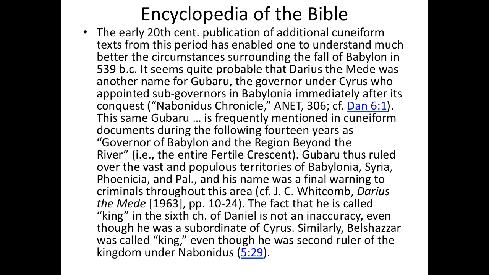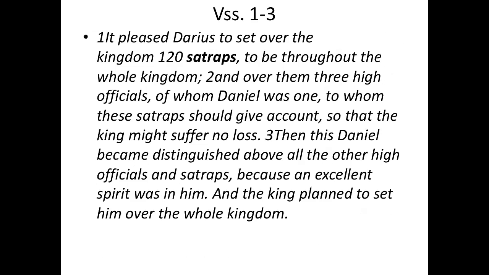So the fact that he's even called king in the 6th chapter of Daniel is not an inaccuracy, even though he was a subordinate of Cyrus. Same thing with Belshazzar, who's called king even though he was second ruler in the kingdom under Nabonidus. So it's a common thing to call somebody a king even if they're a sub-ruler. They're for all intents and purposes a king in that area. Anyway, I wanted to put that in front because you're going to run into some people who say, "Darius was never recorded in history, the Bible's making it up." So there you have that. Now that we've got that out of the way, let's start with verses 1-3.